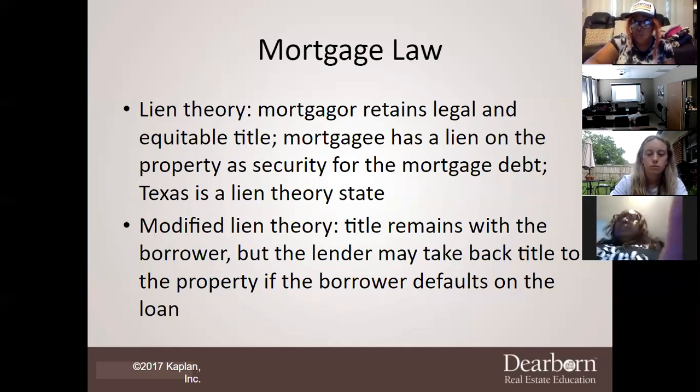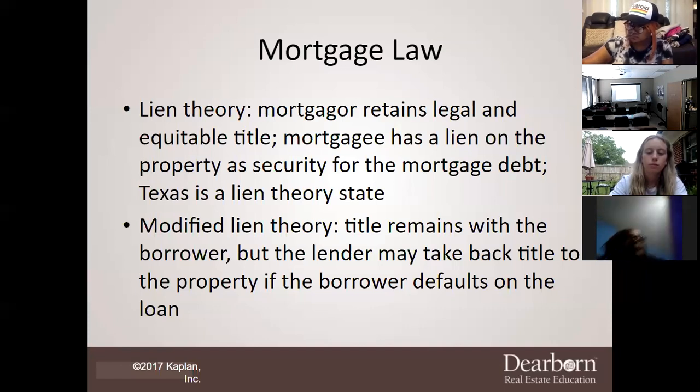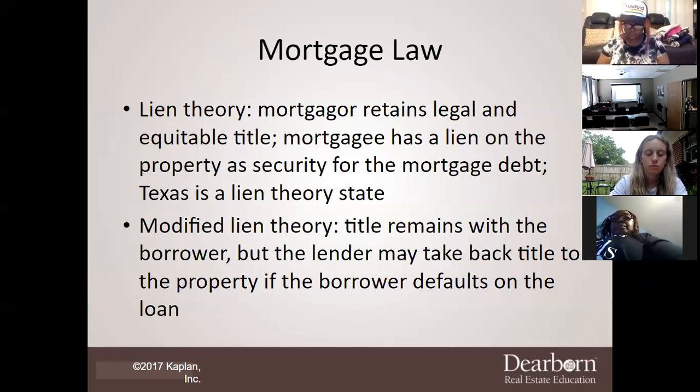Okay. And lien theory is the mortgagor retains legal and equitable title, but the mortgagee has a lien on the property as security for the mortgage debt. Texas is a lien theory state, so there it is there. So a mortgage is a debt, but the mortgagor is going to retain that title, and they're going to hold on to it until the debt is paid, and then they will receive the release of the lien or the deed.